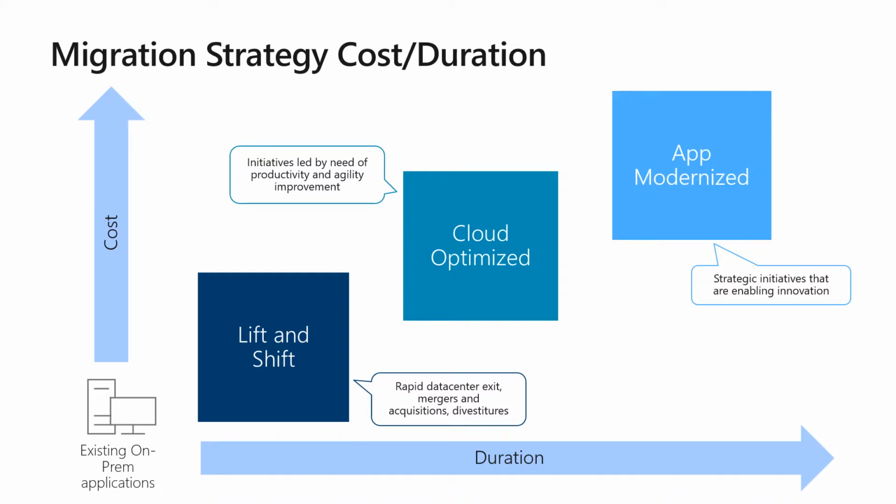Next, we have a cloud optimized approach. This is going to be in the middle in terms of cost and duration, and typically initiatives that are led by a need of productivity and agility improvement are going to fall into this bucket. Finally, we have applications that should be aligned to an app modernized approach. These are strategic initiatives, enabling innovation, areas that are going to see the largest benefit from taking on that approach. This is going to be the highest cost and longest duration, but has potential to have additional value. Again, a successful migration is typically going to blend aspects of all three of these in order to be successful.